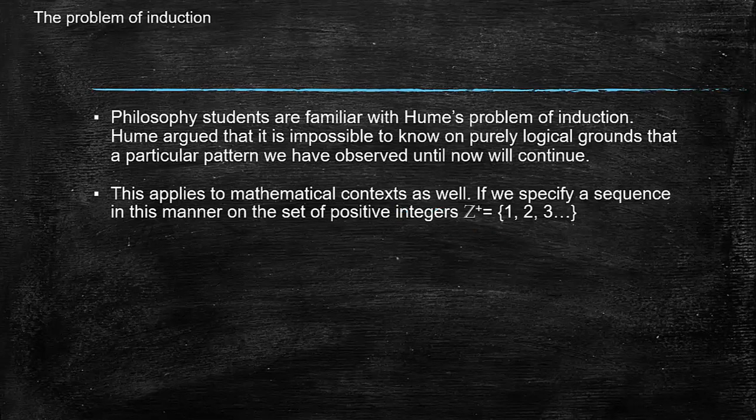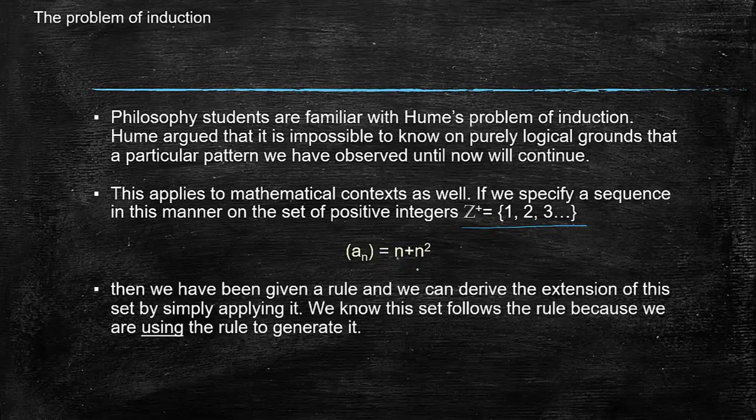If we specify a sequence in this manner on the set of positive integers, say Z plus equals 1, 2, 3, etc., a_n equals n plus n squared, then we've been given a rule, and we can derive the extension of this set by simply applying it. We know this set follows the rule because we are using the rule to generate it. So a_n equals, we know, 2, 6, 12, 20, 30, etc.